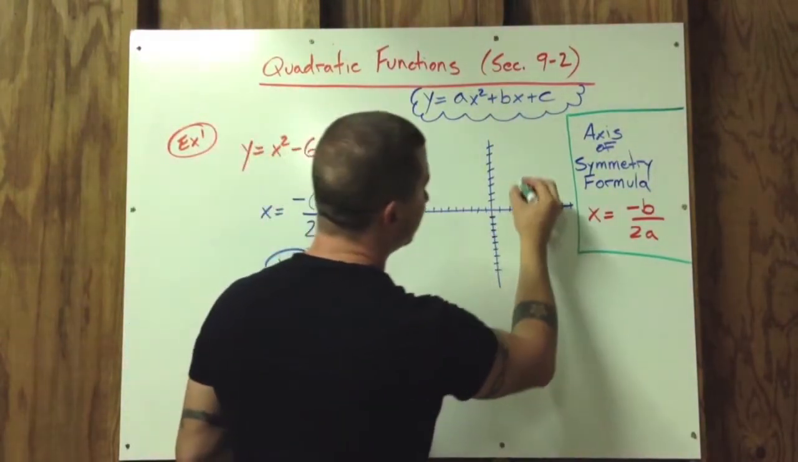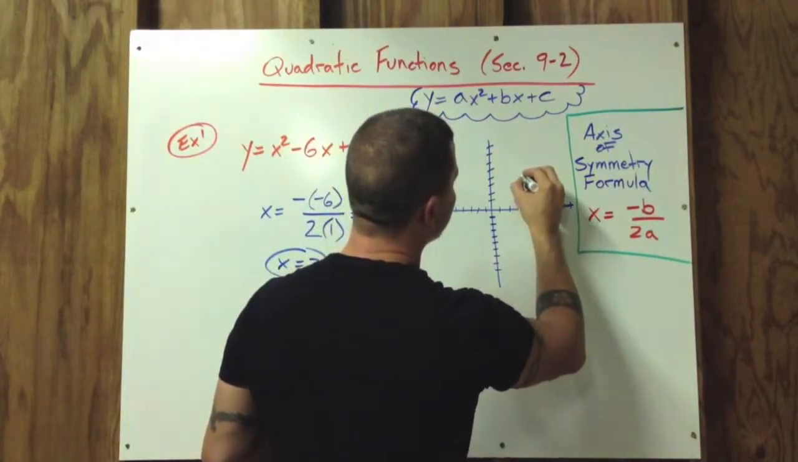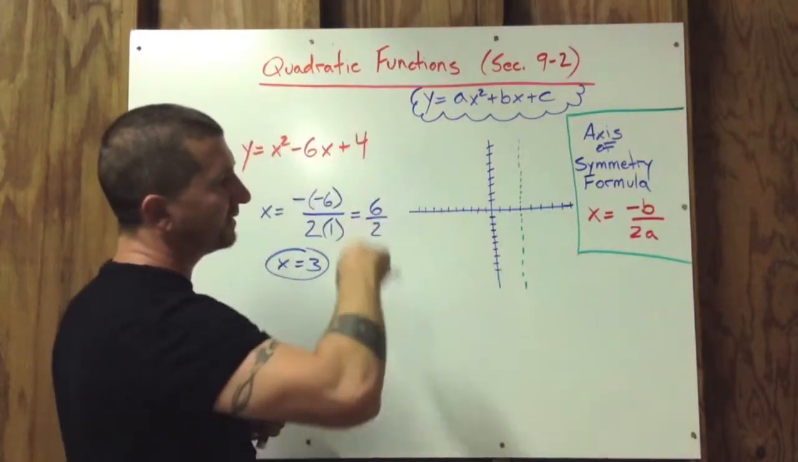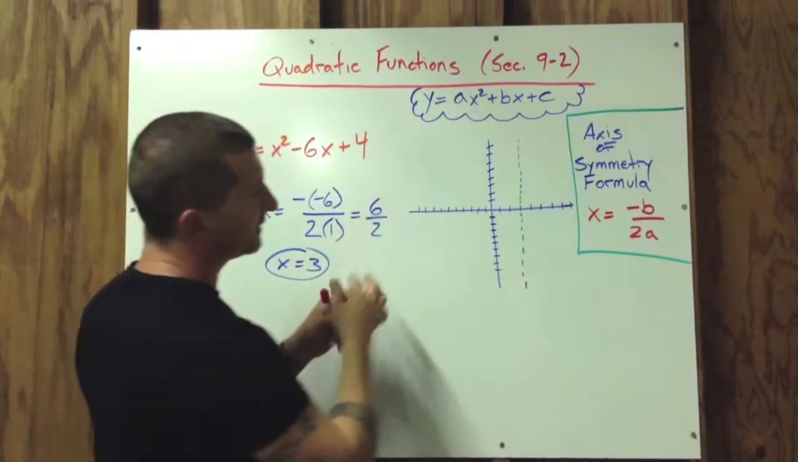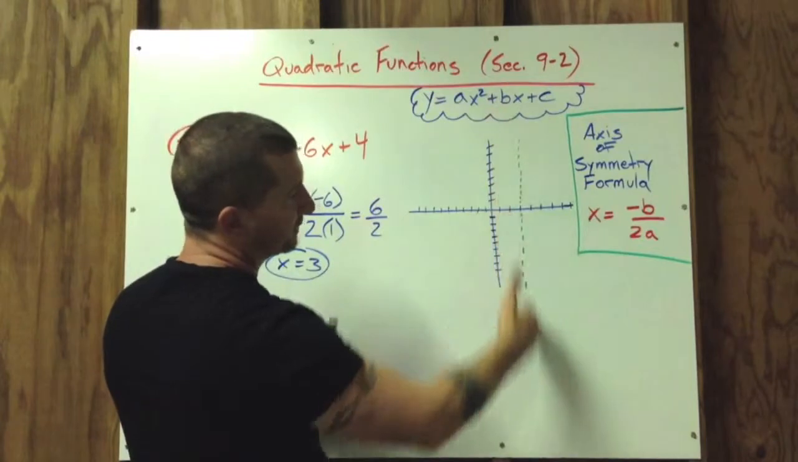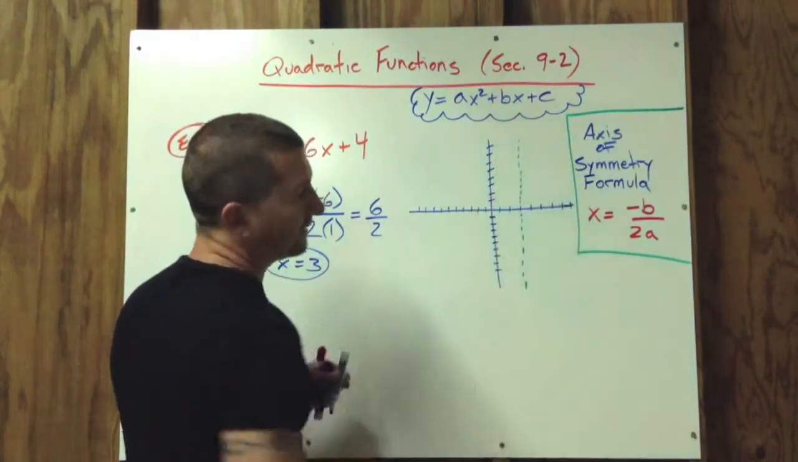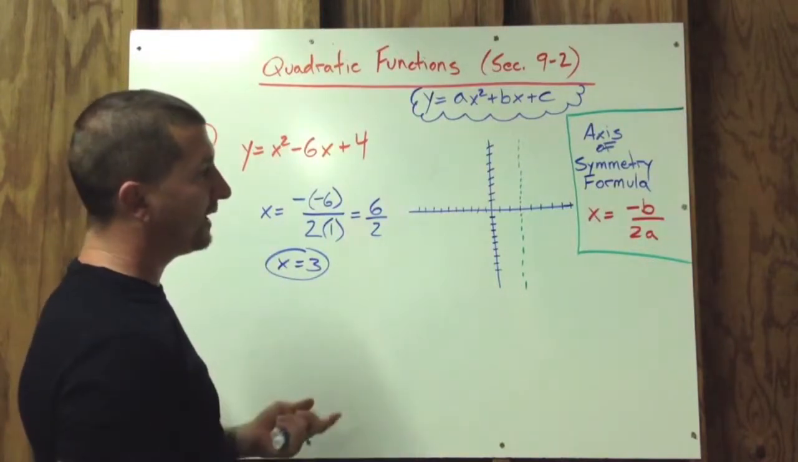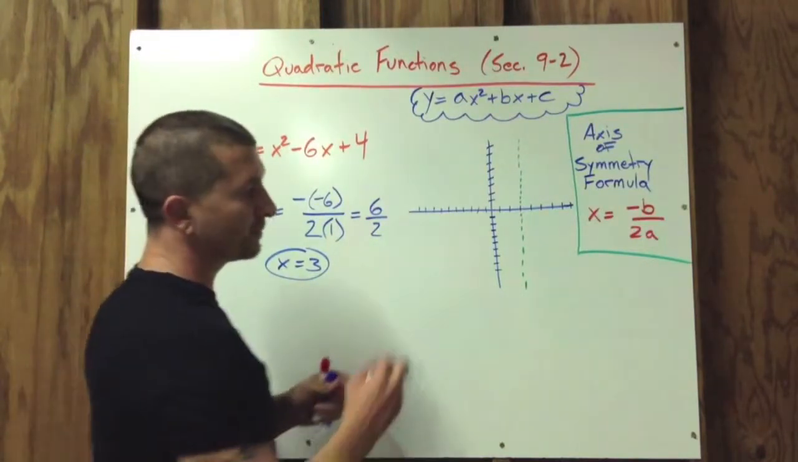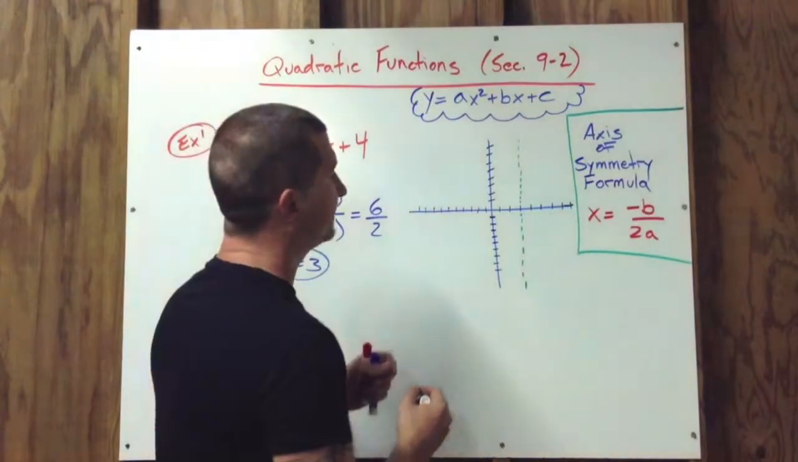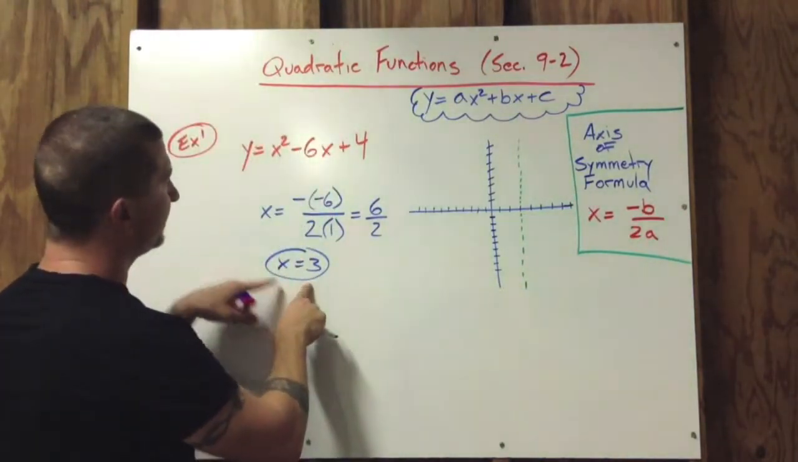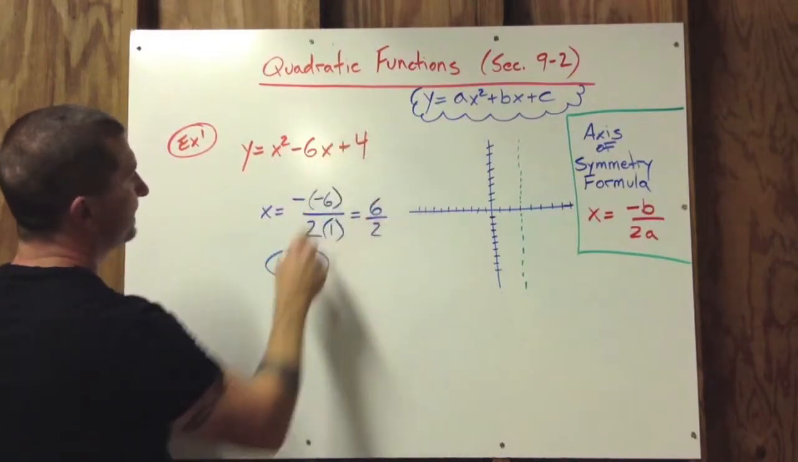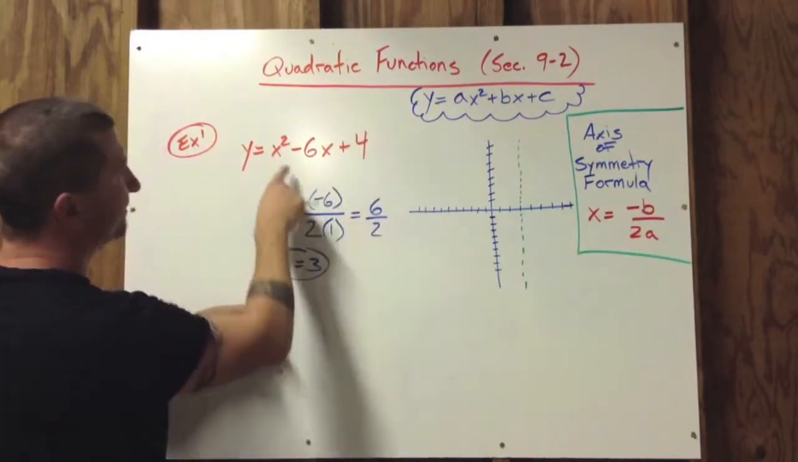1, 2, 3. We know we're going to have a parabola that opens either upward or downward. It's either going to open up or down and split right down the middle right here at 3. Now, to find out where the vertex is, where that minimum or maximum point is, we need to use this 3 and substitute it back into our equation. So we're going to put a 3 in for x.